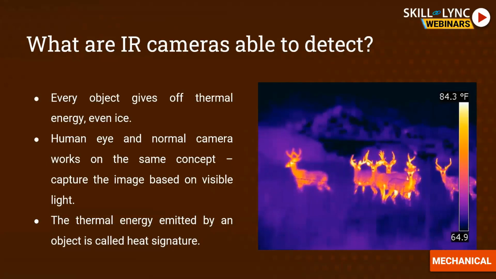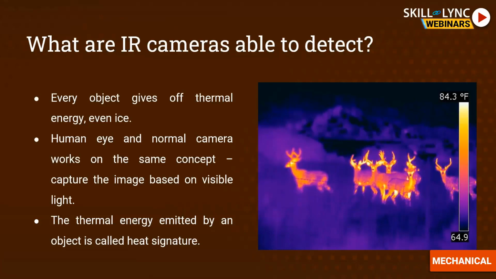So as I've told you earlier, every object has a heat signature. Even ice has a thermal energy that it gives out. The human eye and a normal camera work on the same concept. That is, we capture the image based on the visible light. So what we see is light. The light is reflected from a particular object, and then our eye or the normal camera captures the image. But the IR camera does not work on this same concept. It captures the thermal energy emitted from an object, and that is what is called heat signature, that I have already told you about.